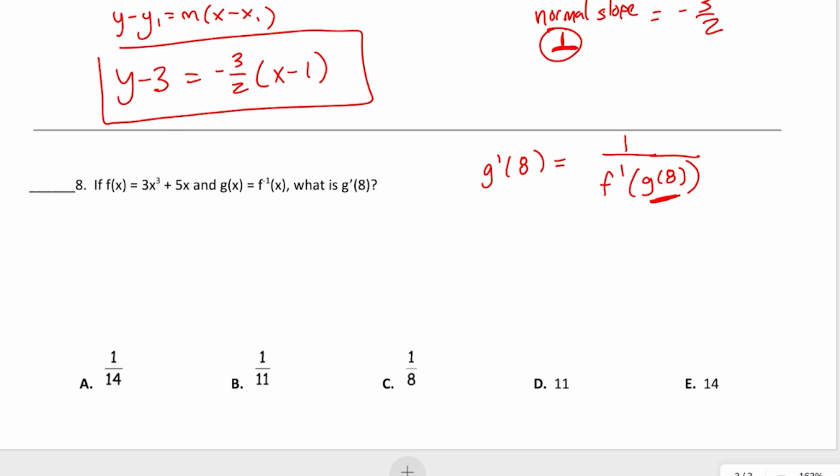So in other words, g is the inverse, right? We're saying g of 8 equals something. If that's true, then the original function f of that something must equal 8, right? The x's and the y's get swapped. So to find that x value, the value of g of 8, f of that value equals 8, so we're going to set our equation equal to 8, and then we're going to have to solve for it.